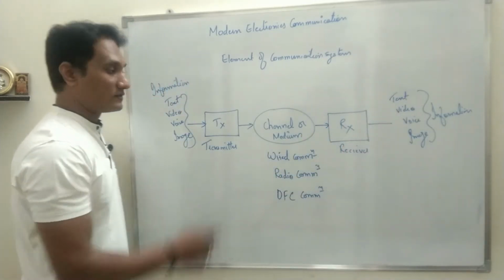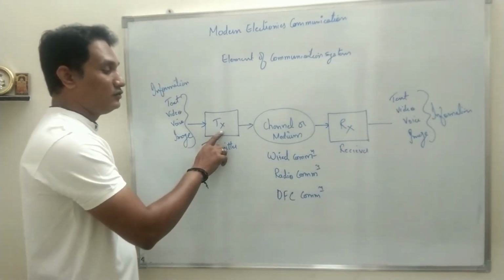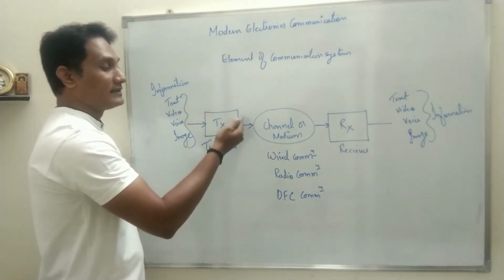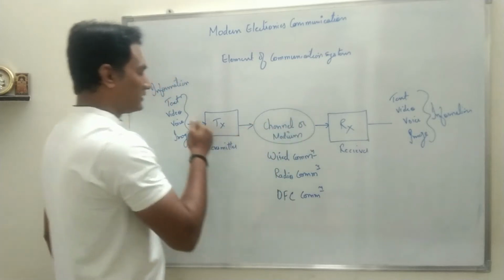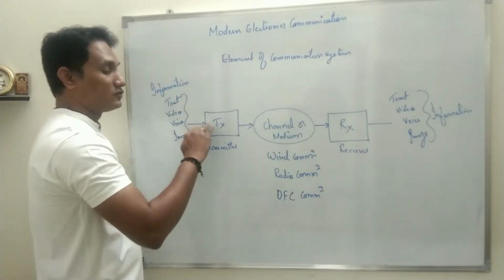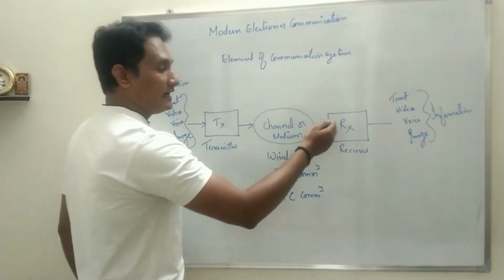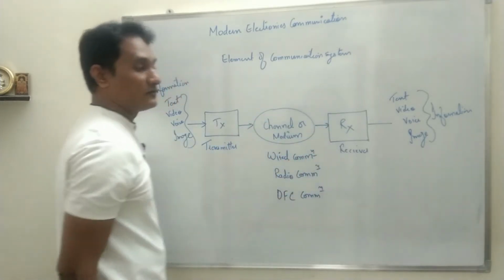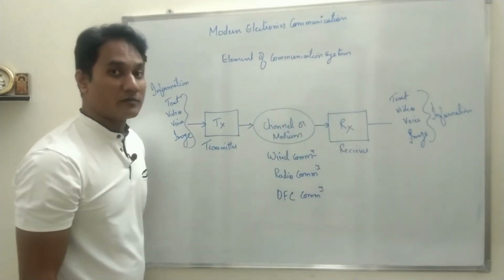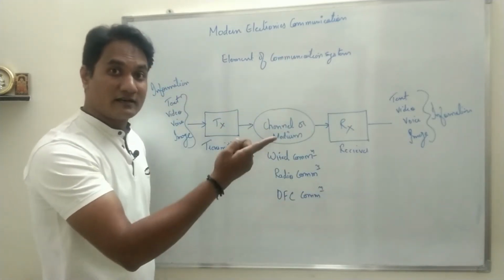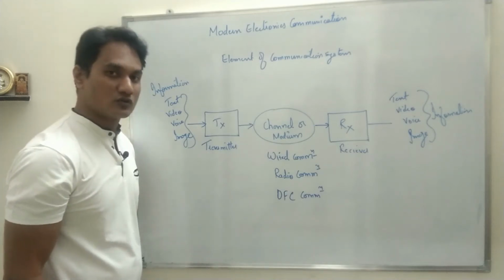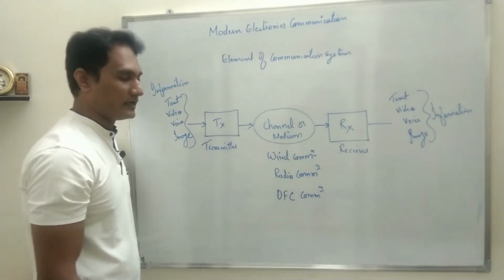The transmitter will convert this text, video, voice, and images, all this information, into electrical signals, and then at the receiver end, the receiver will convert electrical signals back to the information. So we select the transmitter and receiver on the basis of the channel or medium which we are going to use. That is the most important element.